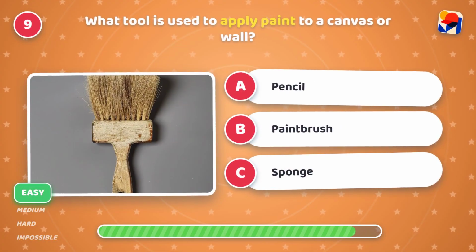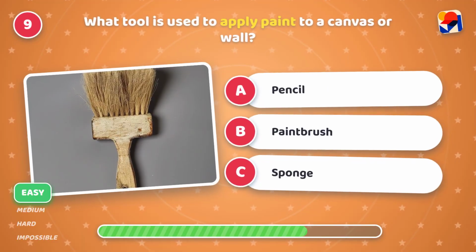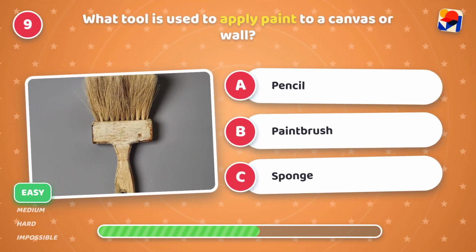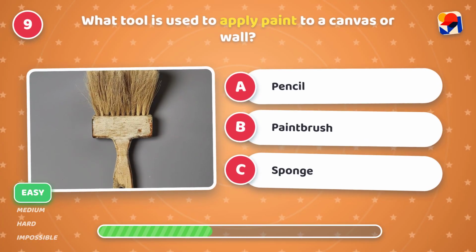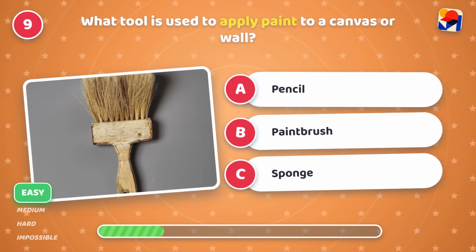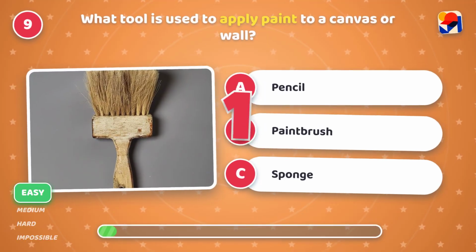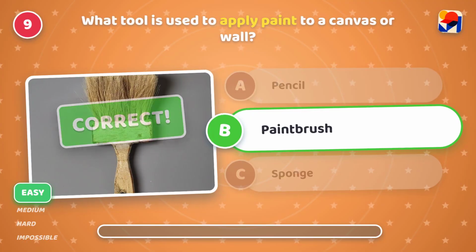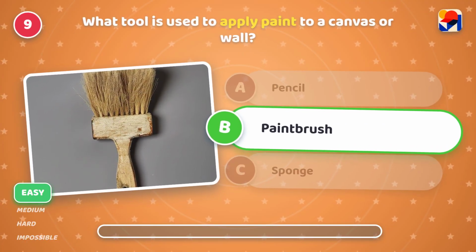What tool is used to apply paint to a canvas or wall? Is it A, pencil, B, paintbrush, or C, sponge? It's B, paintbrush. It sweeps paint onto surfaces.